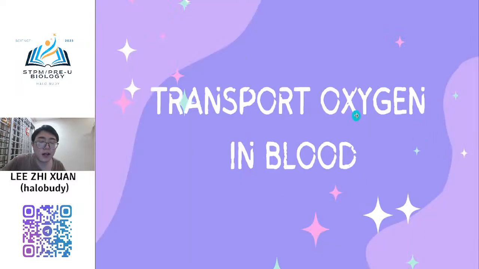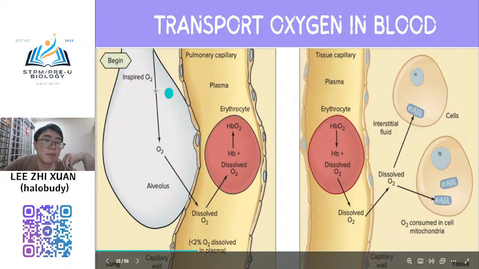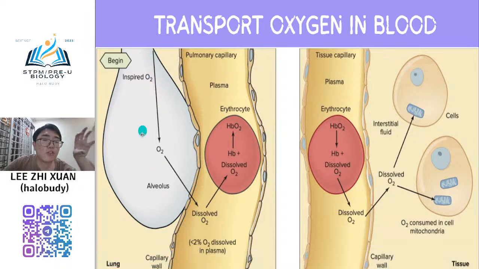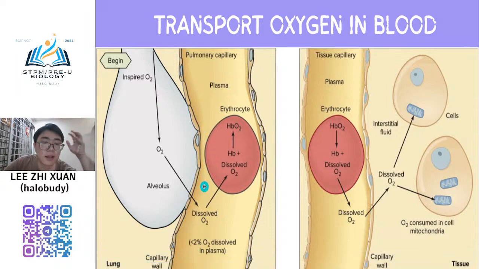Fine. Okay. Now we go to the transport of oxygen and carbon dioxide in blood. So first we go to oxygen. Oxygen is very easy. Just refer to this diagram. Normally when you breathe, you take in oxygen and it enters our lungs. At this time the partial pressure of oxygen in the alveolus is very high, and in the blood capillary the partial pressure of oxygen is very low.